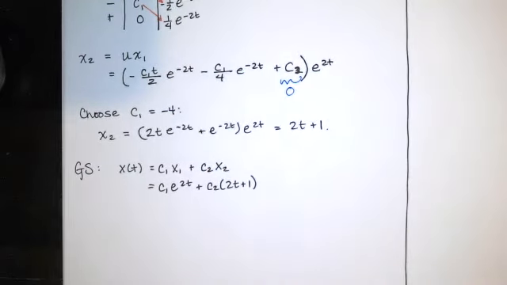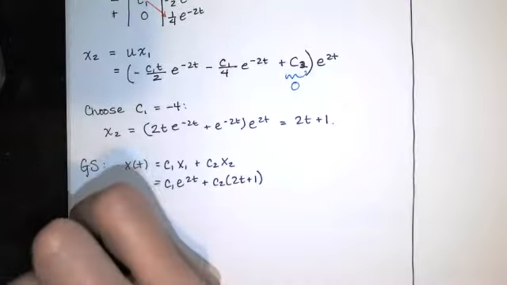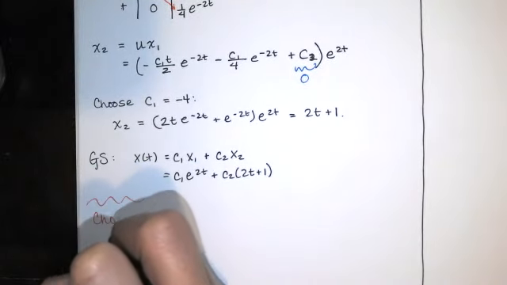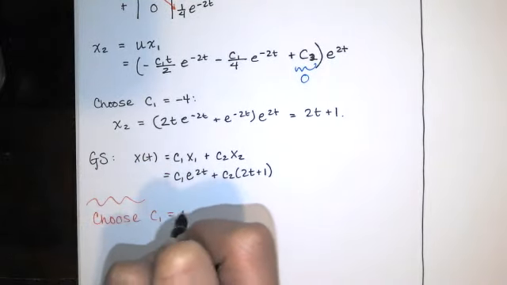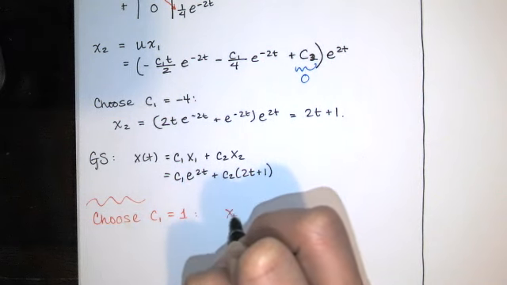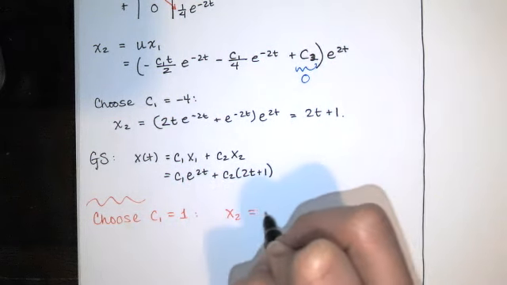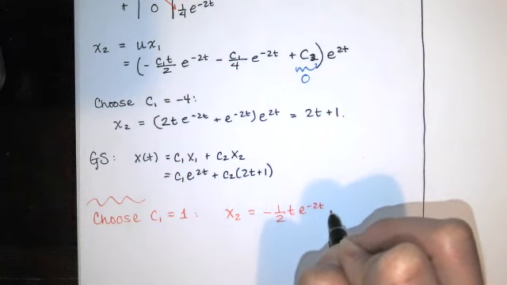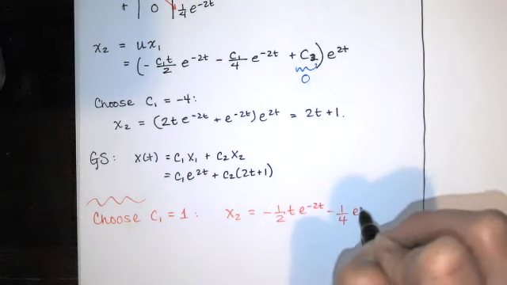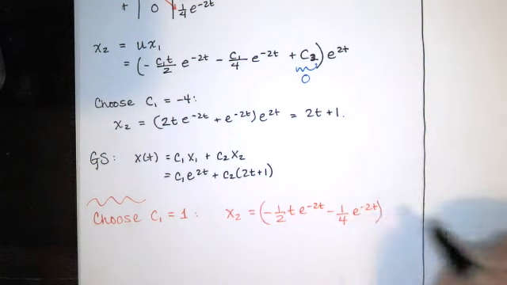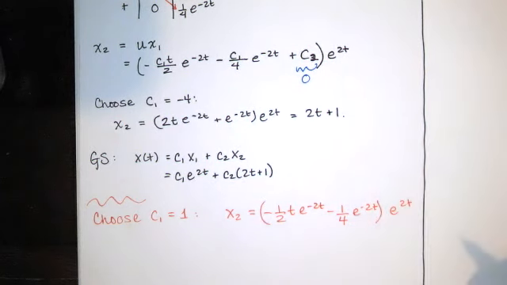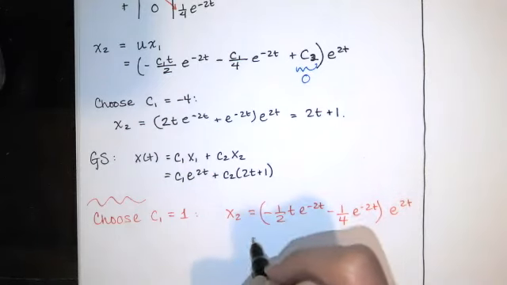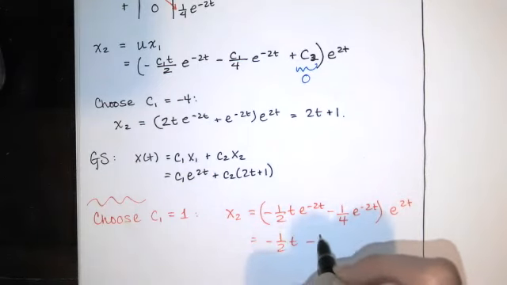-1/2 t x of t, or x of 2 would be -1/2 times t times e to the -2t minus 1/4 times e to the -2t. That's our u times this exponential. And then when you distribute, you get this.